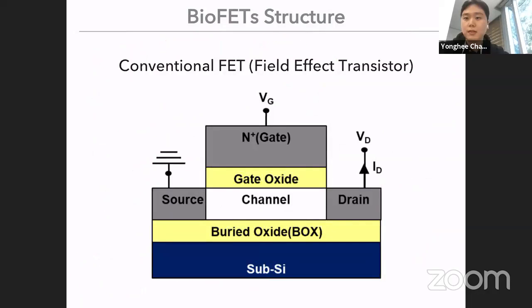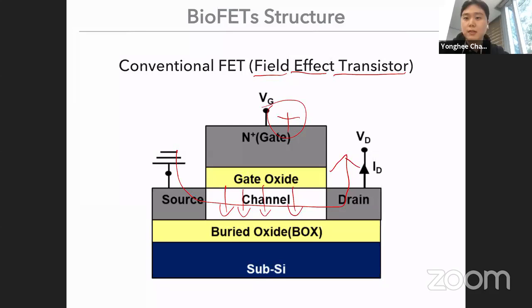Here is the conventional FET structure. FET is an acronym that means field effect transistor. An induced gate voltage creates an electrical field, and it makes a channel, which is the source to drain current path. We can consider it as a simple switch as well. If we induce a particular voltage level at the gate, then the channel will open and the current will flow like this.